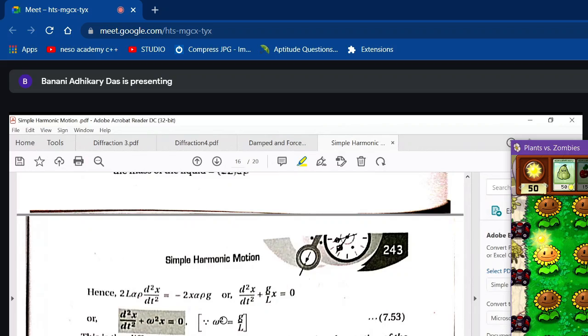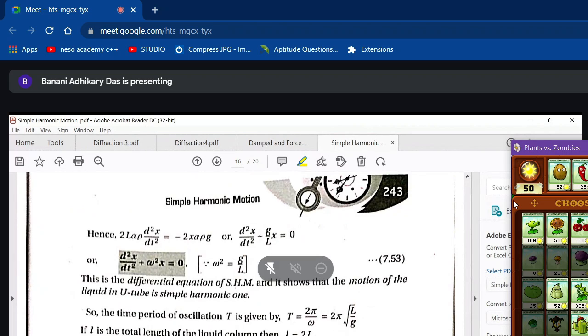So L is the length of the column. Now if L is the total length of the liquid column, then of course the total length can be L plus L, which gives you 2L. So in place of capital L, you can write L over 2. This gives you T is equal to 2 pi root over L over 2g. So this is the scenario.